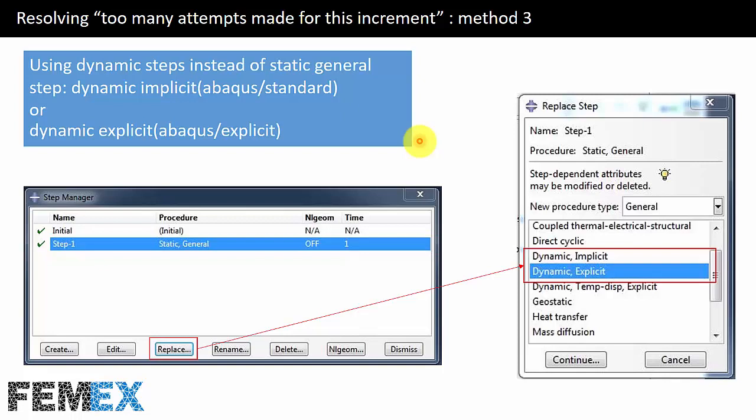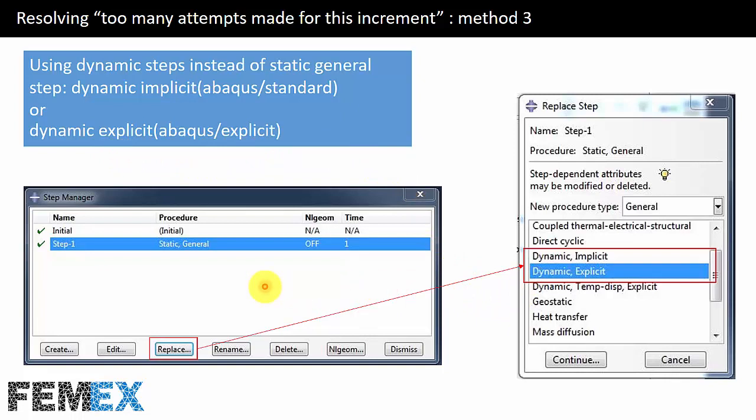The third way is using dynamic steps instead of a static general step. For example, it means that you must use dynamic implicit or dynamic explicit steps. The solver of dynamic implicit step is Abaqus standard, and the solver of dynamic explicit step is Abaqus explicit.